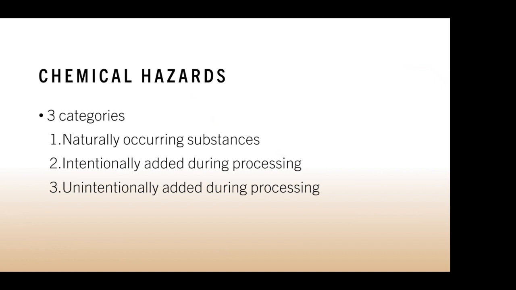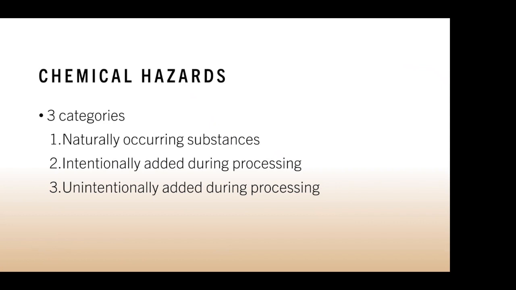There are 3 categories of chemical hazards that should be looked at when conducting a hazard analysis. So there's naturally occurring substances that may be present and inherent to the product or process. So this may be unavoidable and a tolerance level could be set. Examples are mycotoxins that are byproducts of mold or mercury in fish.